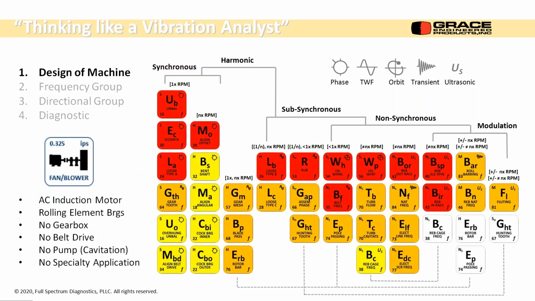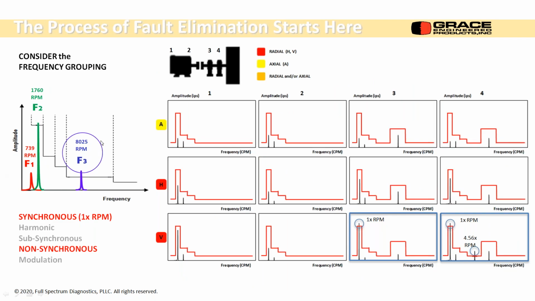The other fault, you remember we had 2, we're going to walk through the same thing. So I consider the design of the machine, and we get rid of all the gearbox and belt drive and oil film bearings and DC motor problems and so forth. So we're down from 35 to, I think, 23 faults, same as before. Now we're just looking at a different frequency. We take the 8025 divided by 1760, we get 4.56. So we know it's non-synchronous. We know it is on the fan bearing, and we know it's in the vertical direction.